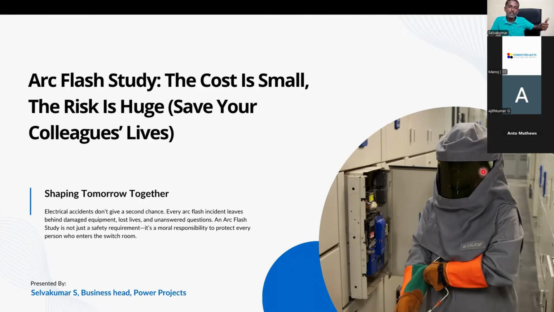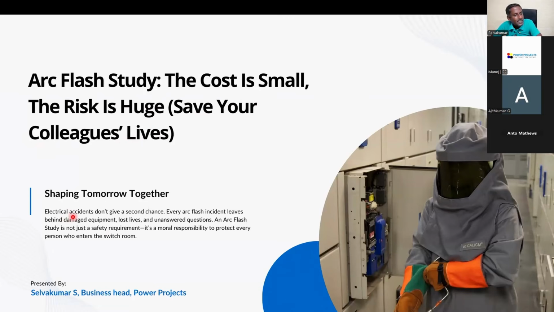Perform short circuit studies correctly, perform relay coordination properly, perform an arc flash study, ensure that the arc flash boundary is marked properly at site, and wear the necessary personal protective equipment before opening the door of the switchgear. The arc flash study costs little, but the risk is huge. Save your life, save your colleagues' lives.